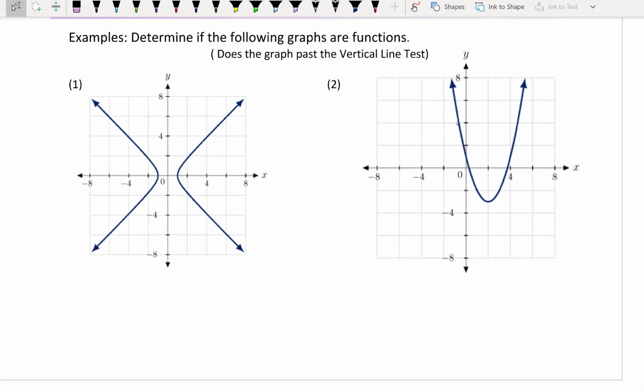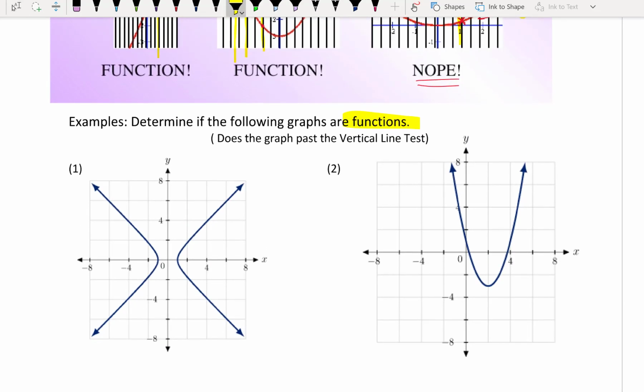So let's look at these examples below. It says determine if the following graphs are functions. So here's our keyword, right? Functions. You can think of it in two different ways. Whenever you see functions, you can say, okay, it means that the x values don't repeat. And the second way you can think about it is visual, by the vertical line test.